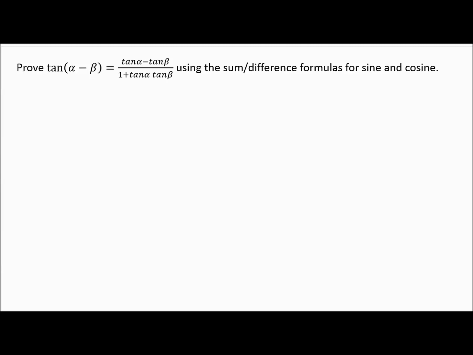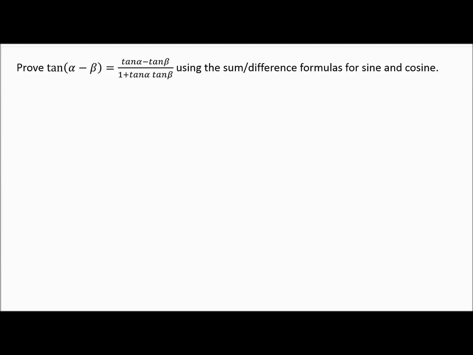I have a proof for you. So I want you to be able to prove that tangent of alpha minus beta is the tangent of alpha minus the tangent of beta over 1 plus the tangent of alpha times the tangent of beta. And to do this, we're supposed to use the sum difference formulas for sine and cosine. Okay, so maybe that's where we should start. Let's turn all this into sine and cosine.